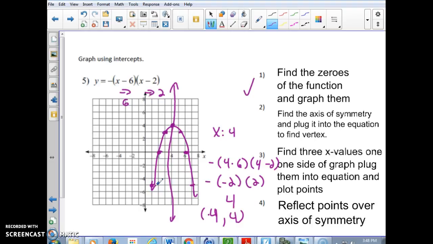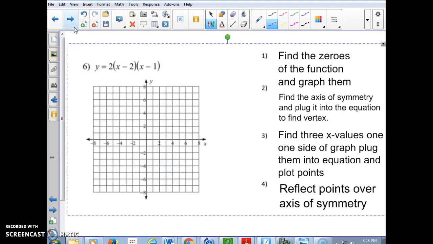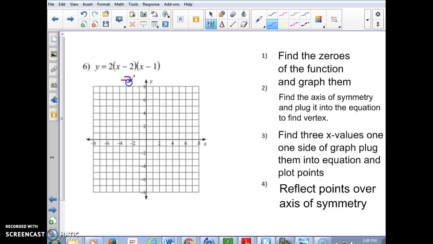Let's look at another example, guys. So find the zeros. Right 2, right 1. So I'm going to go right at 2, and then at 1. Now this one, I have to find the axis of symmetry, so it's going to be right down the middle. Looks like it's going to be at 1.5, because that's what's in the middle.